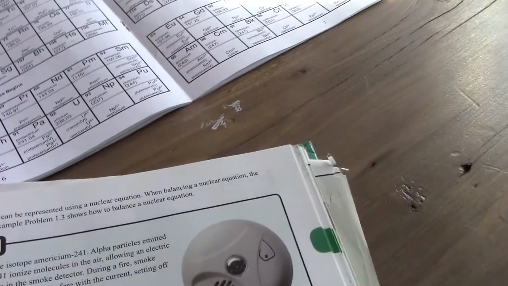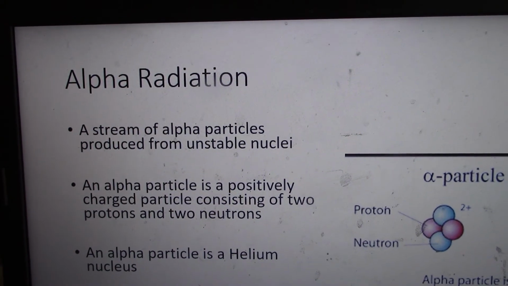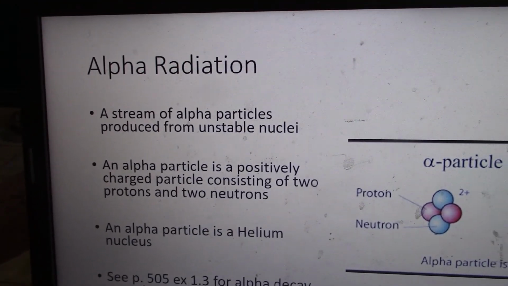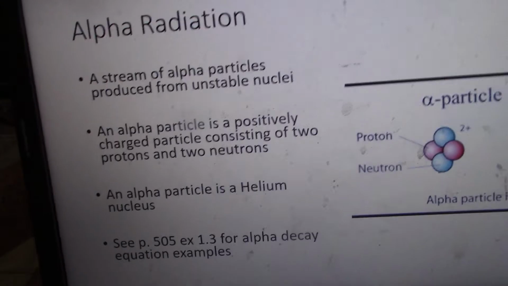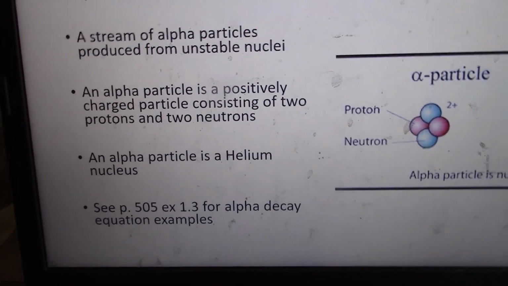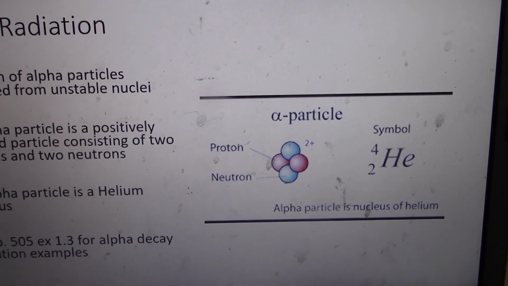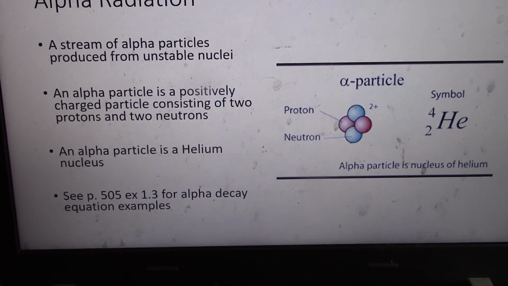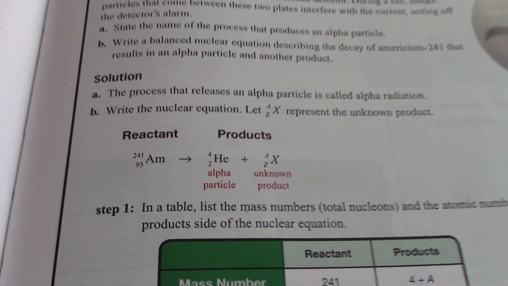Alpha radiation starts on page 504. Okay. So here's what happens. With alpha radiation, a stream of alpha particles is produced from unstable nuclei. An alpha particle is a positively charged particle consisting of 2 protons and 2 neutrons. So when alpha radiation occurs, a helium atom is produced as a product. And so an alpha particle is a helium nucleus. Page 505 kind of walks you through this. You can look at that, but I'm going to do the example on page 505.